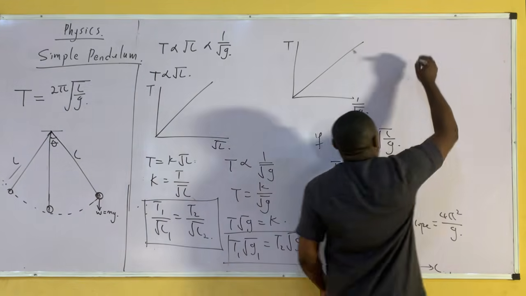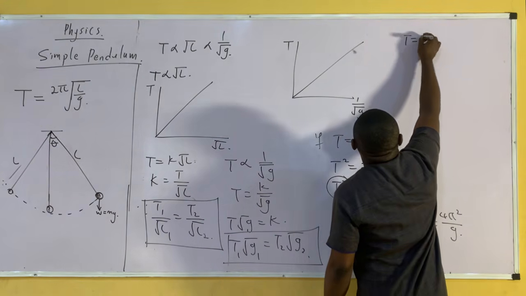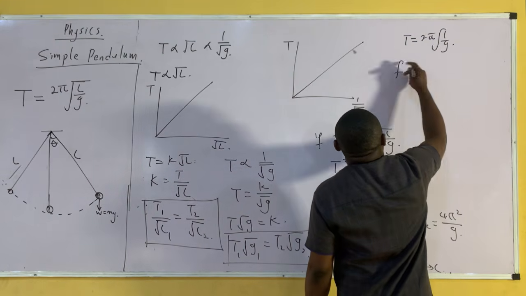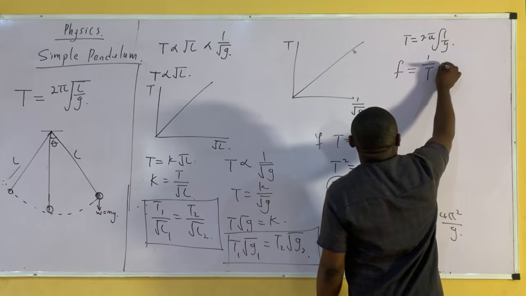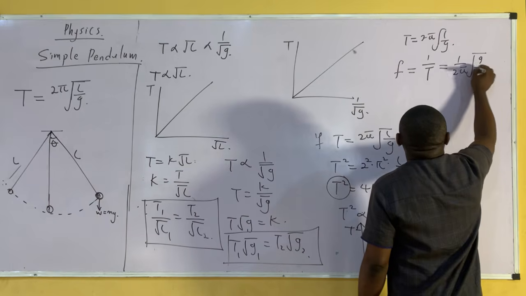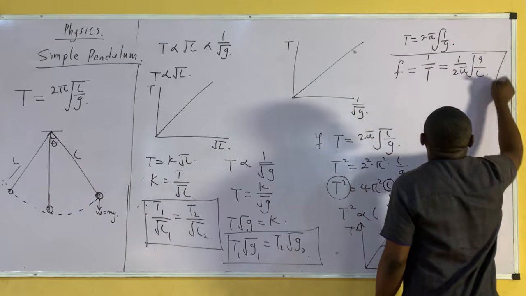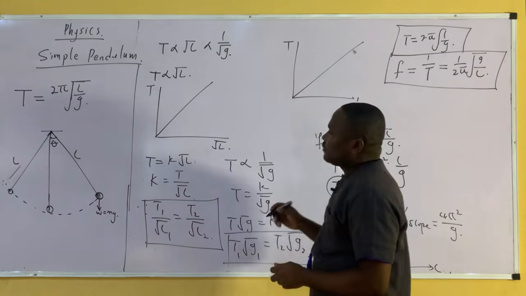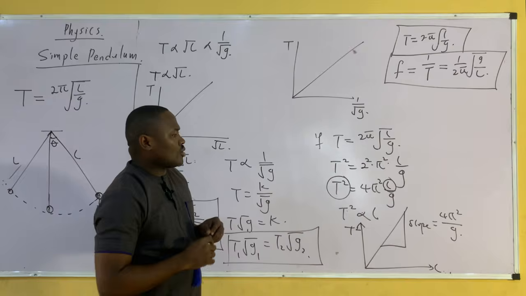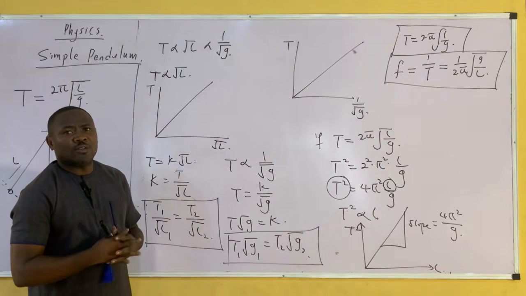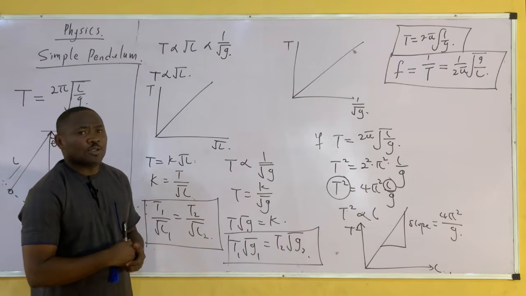Now take note before we round up this. T is equal to 2 pi root L over g. What about f? F is equal to 1 over T. Remember, it should be equal to 1 over 2 pi root g over L. Take note of this. As you always take note of the period, take note of the frequency. So there are questions that you can use this to solve as regards simple pendulum, and they are easy questions. Thank you.